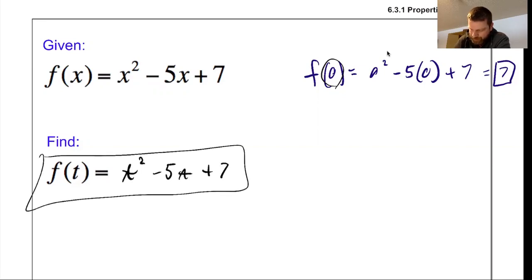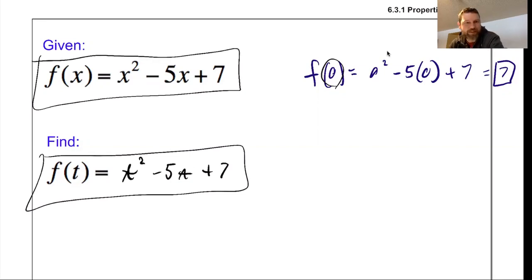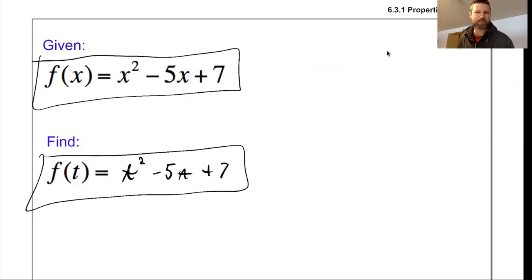Finding f of t when you already know f of x is just rewriting the same equation but with a different variable, a variable called t instead of a variable called x. It's something you don't typically see because why would you want to do that, right? It's the exact same function.